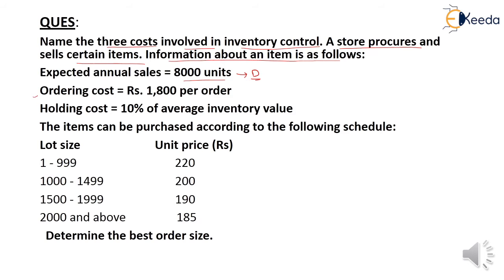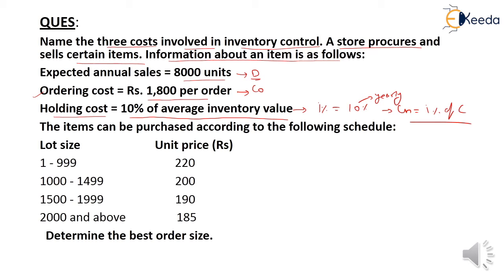Ordering cost is rupees 1800 per order. It is C naught. Holding cost is equal to 10% of average inventory value. It is nothing but I%, given as 10% yearly. So we can easily calculate the CH. We know that the CH is I% of C.